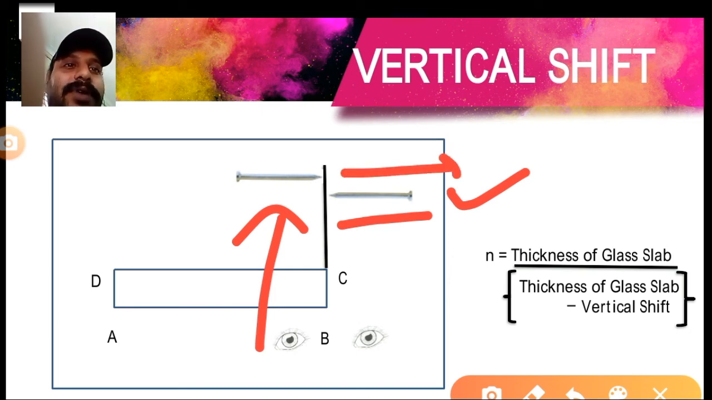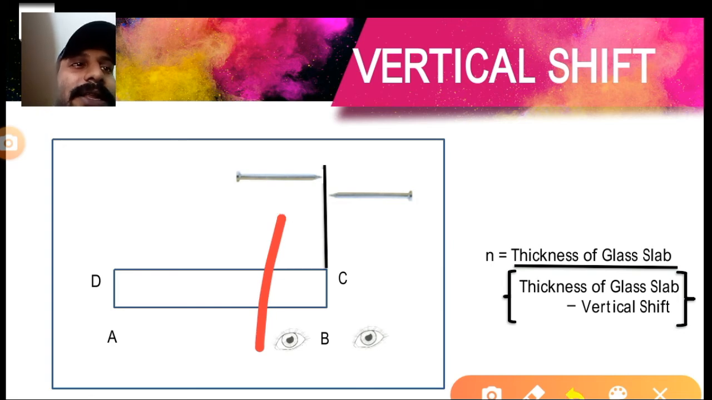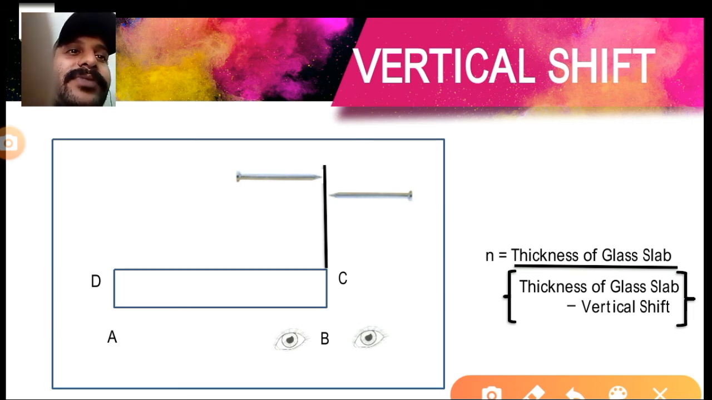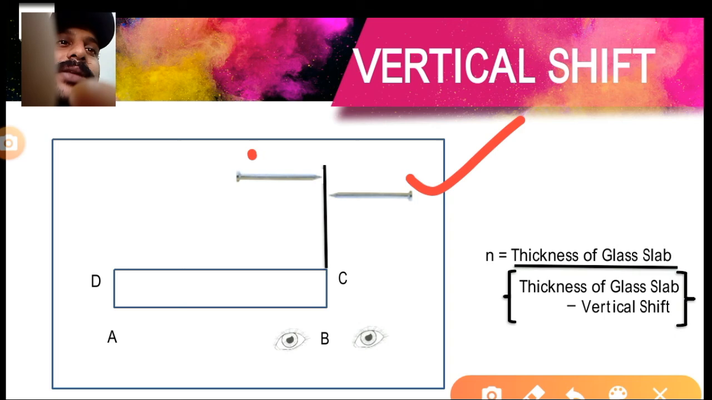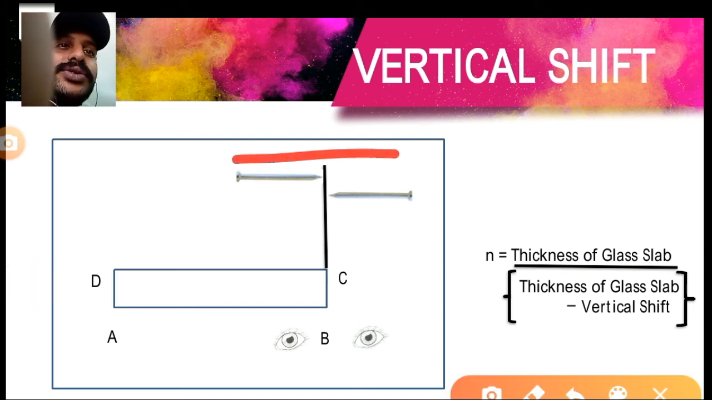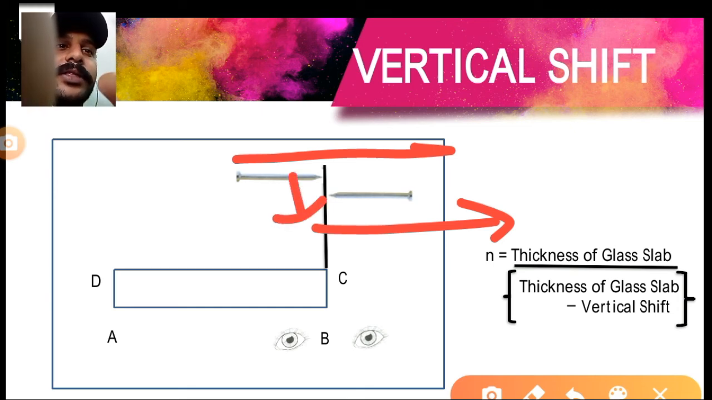So with one eye we look through the glass slab, and with the other eye through the air, and we place the pin. We will not insert the pin, we just place it in such a way that these two appear to be in the same line of path. But when we remove the glass slab, we can observe that these two pins are not on the straight line of path. We can observe a gap between these two pins.